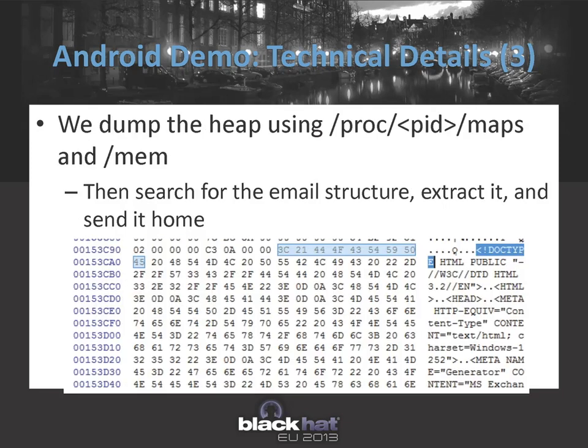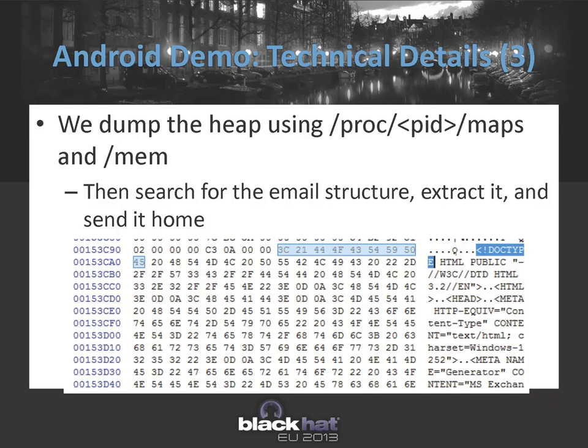Then the only thing we need to do is access the heap for Good for Enterprise. This is done by accessing the proc maps or proc mem file, and then we just need to parse their memory structure for where the email is found. We extract it out, and the only thing we need to do then is just to send it home to our command and control server.